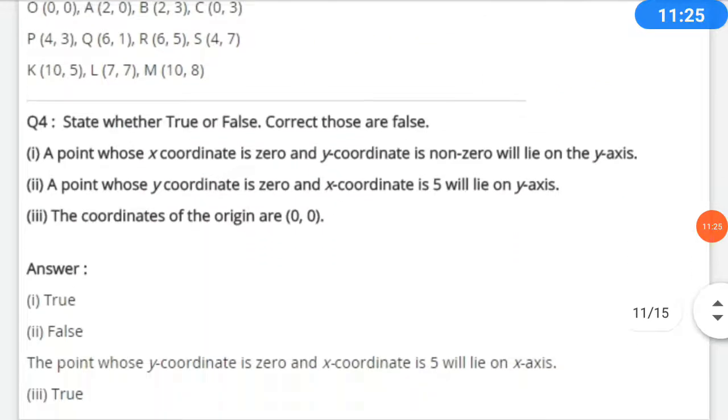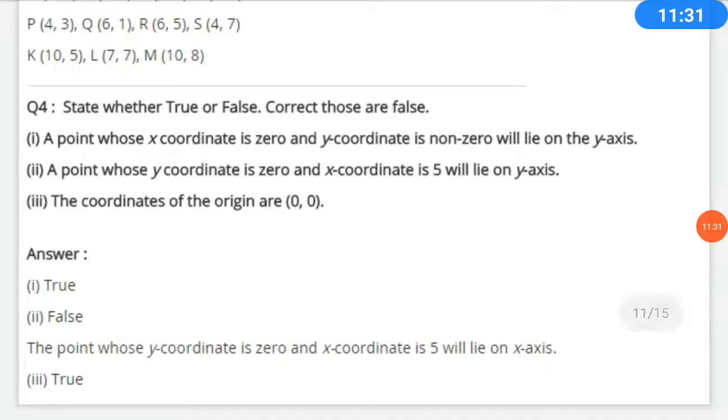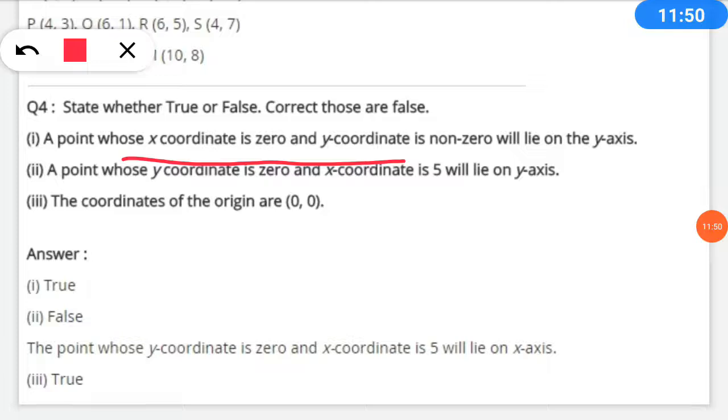Moving toward the fourth question of this exercise, it says state whether true or false, and correct those that are false. Means you have to state true or false, and whichever answer is false you have to correct it, convert it to true. So the first point is, a point whose x coordinate is 0 and y coordinate is non-zero will lie on the x axis.